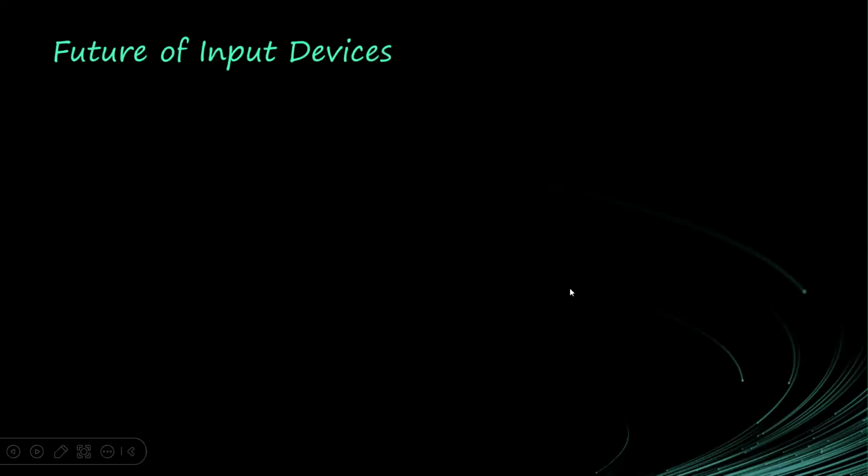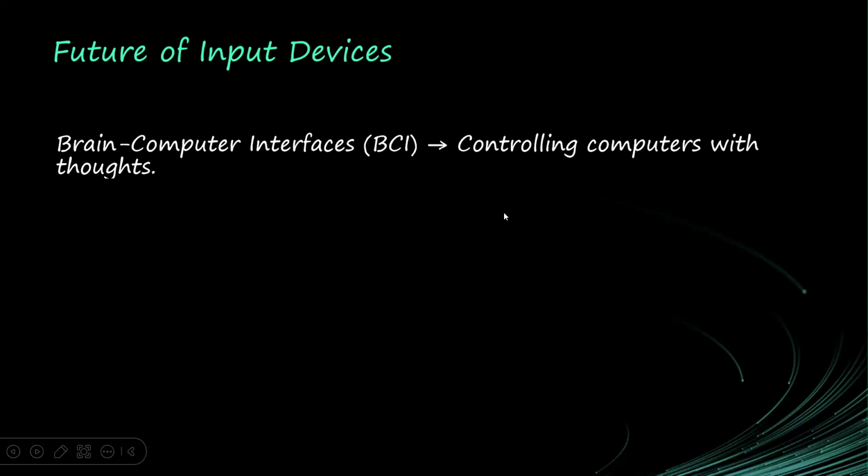Okay, so let's talk about the future of input devices. Let's see what will happen in the coming years. In the nearest future, we will be seeing brain-computer interfaces. These are input devices. They will be controlling computers with thoughts. Oh my God, it's going to be amazing. The computer will be listening to your thoughts, what you're thinking inside your mind.